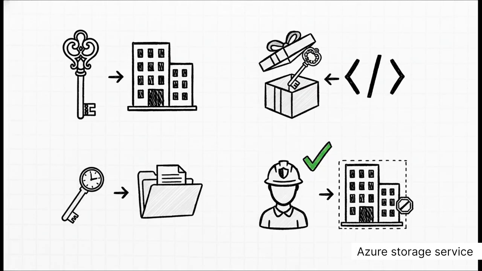So how do we actually secure all our stuff? Well, these 4 terms are your bread and butter. Access keys are the master keys to the entire building. Super powerful. The connection string just bundles up that key in a convenient way for your apps. And then you have SAS and RBAC, which are all about granting very specific limited permissions.